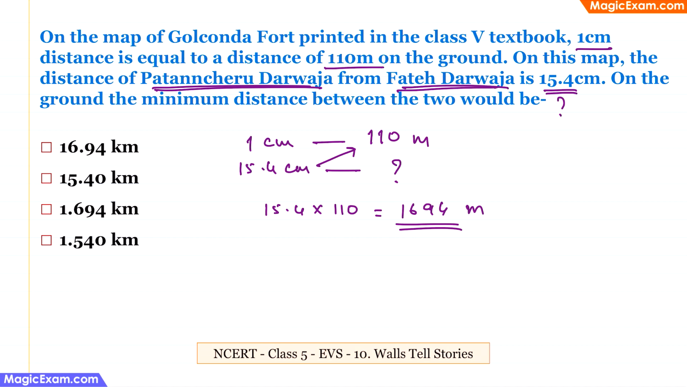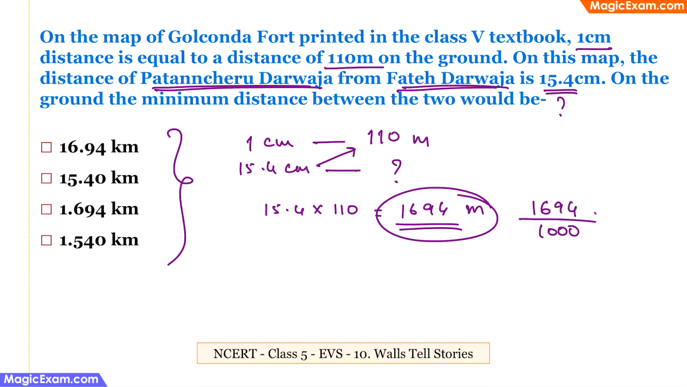Now we have to convert this into kilometers because all the answer choices are in kilometers, and in each kilometer there are 1000 meters. So we have to divide this 1694 by 1000. So we will get 1.694. So the correct answer is 1.694 kilometers. That's the actual distance in real life between Patanncheru Darwaja and Fateh Darwaja.